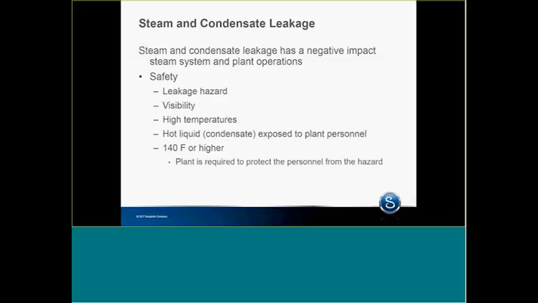OSHA says 140 degrees or higher. We need to protect the plant personnel. We want to correct the steam leaks. We do not want to rope off the area so people can't walk in there. We want to fix the leaks. Just remember the standard is 140 degrees set by OSHA, and we have to protect plant personnel.